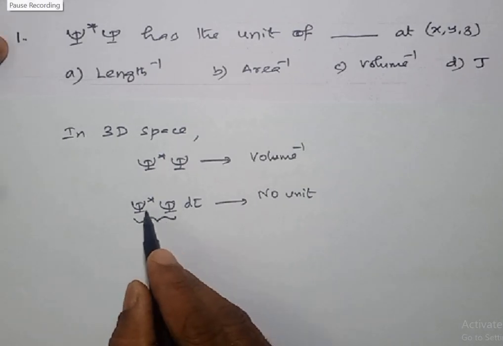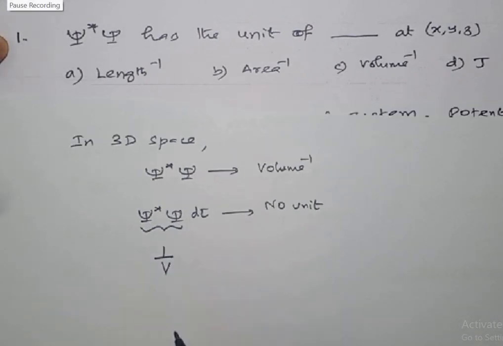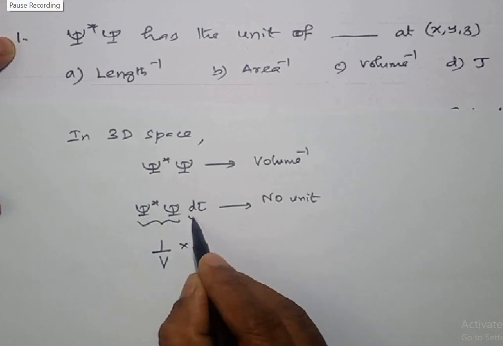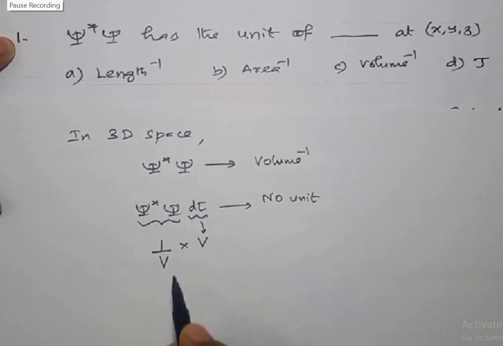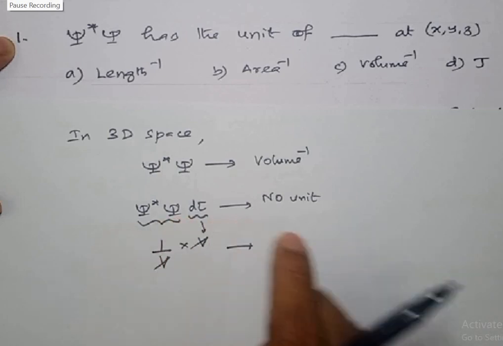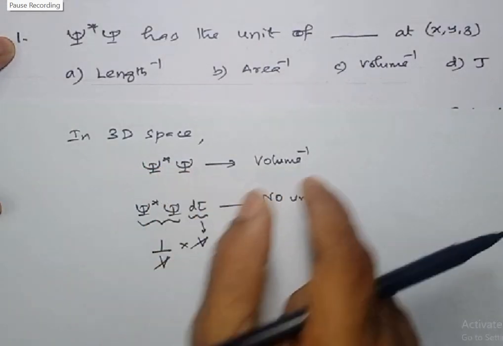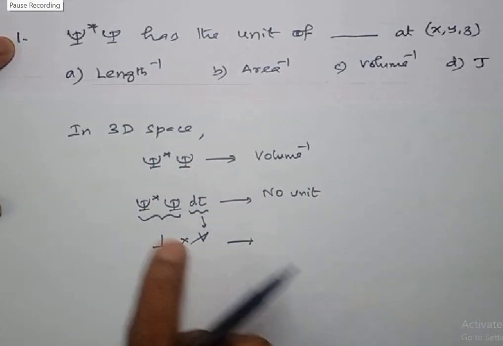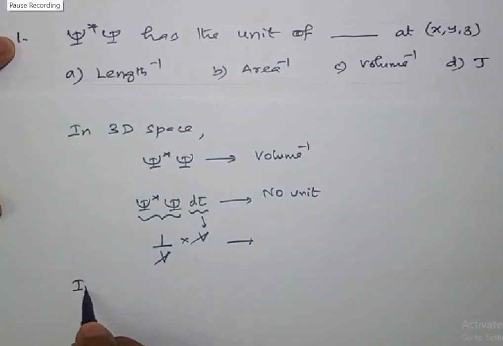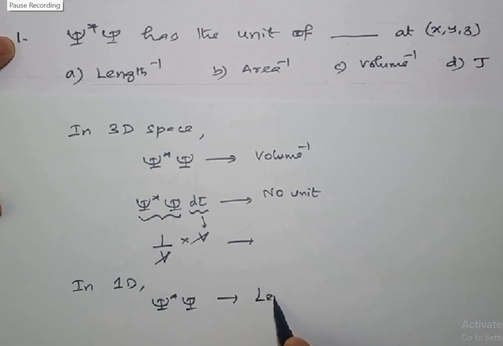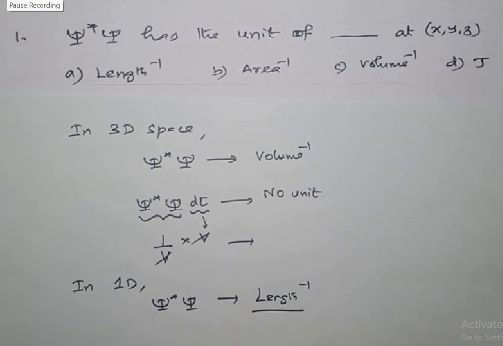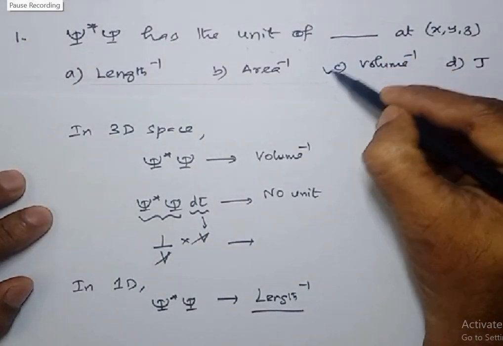See what I am trying to say. Psi star psi has the unit of 1 by volume, whereas the quantity d tau has the unit of volume. So they cancel, therefore it is a dimensionless quantity. Psi star psi d tau is dimensionless, whereas psi star psi has volume inverse unit. In 3D space. If you come to 1D, psi star psi has the unit of length inverse. The correct option for this question is option C.